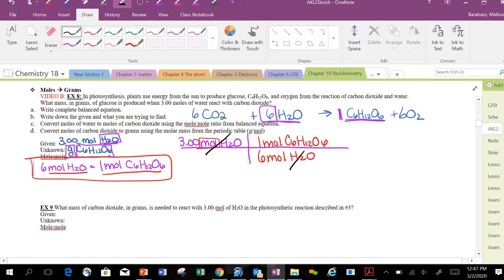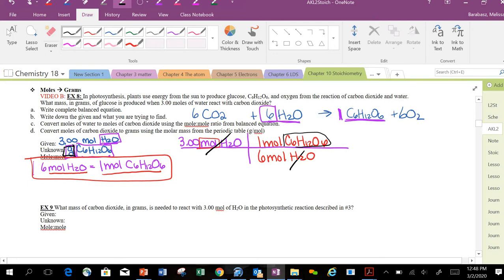Okay, so we are now going to cross out moles of water, and right now our unit would be moles of glucose, which is great, we're in glucose, but it wants mass. If you look over here, it wanted grams of glucose. So how do we go from moles to grams? Well, we need to figure out our molar mass of glucose. We don't care about the molar mass of water because we don't have water anymore.